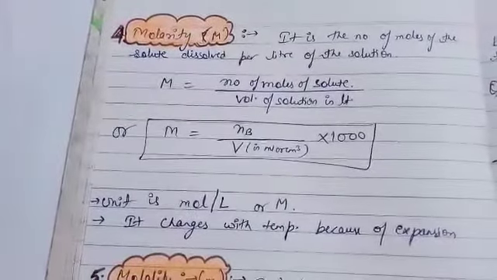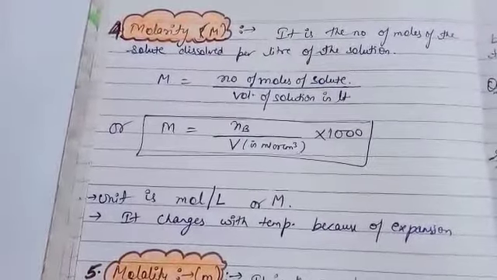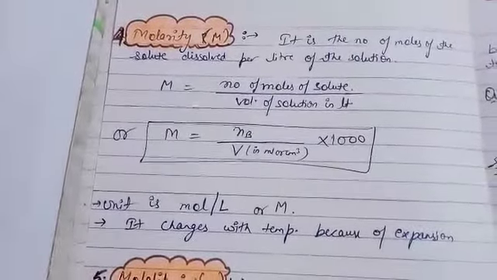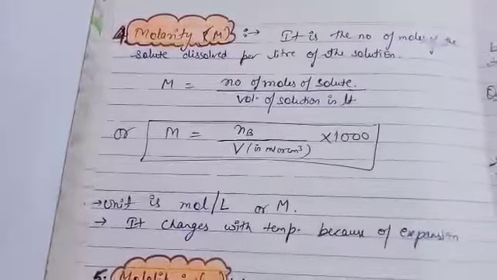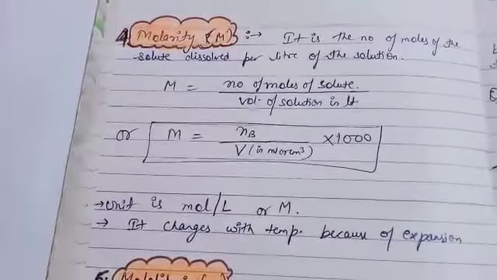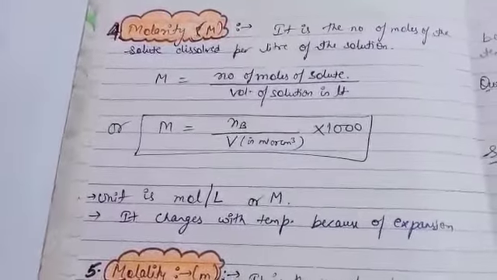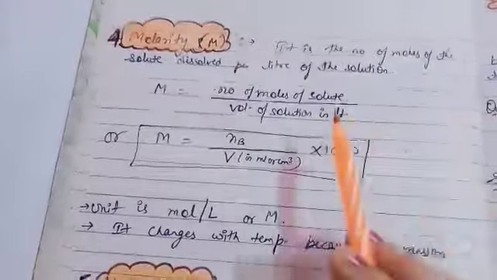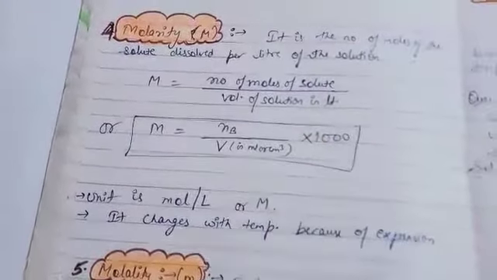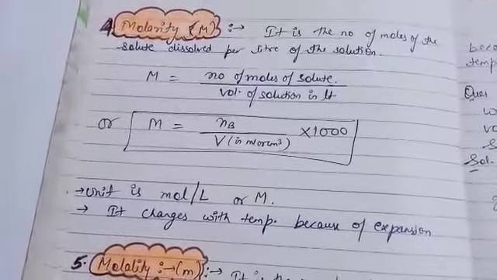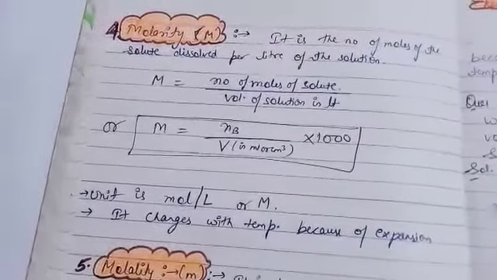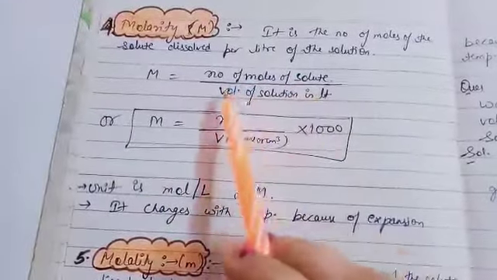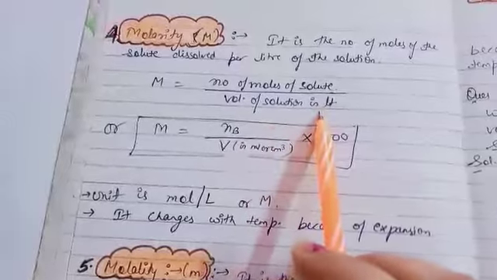Your main concern is the definition as well as the formula, because in the exam the question may be only to define molarity. When the definition is required, you have to write the definition, because you will get marks for it. So what is molarity? It is the number of moles of solute dissolved per liter of the solution. The formula is the number of moles of solute upon volume of solution in liter.